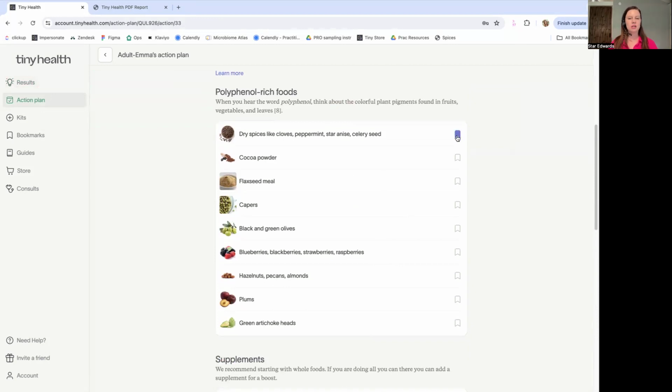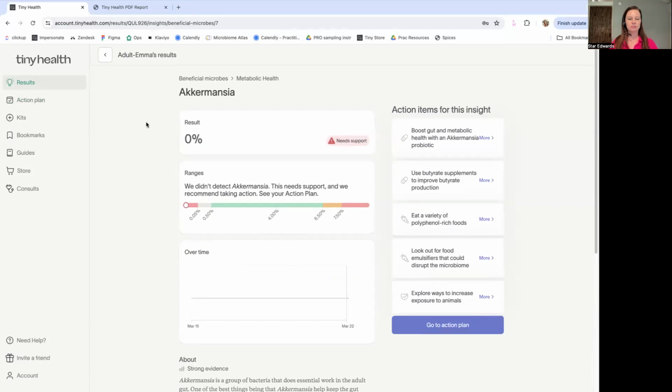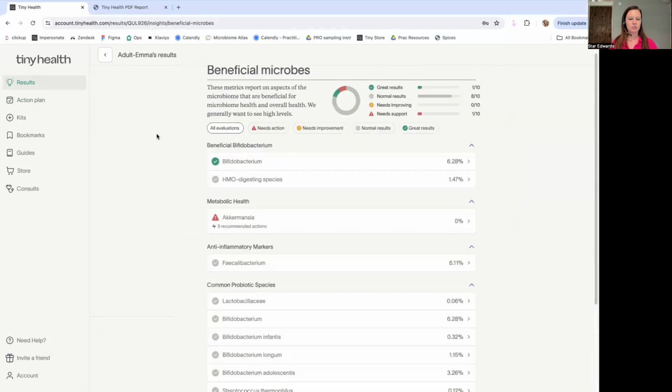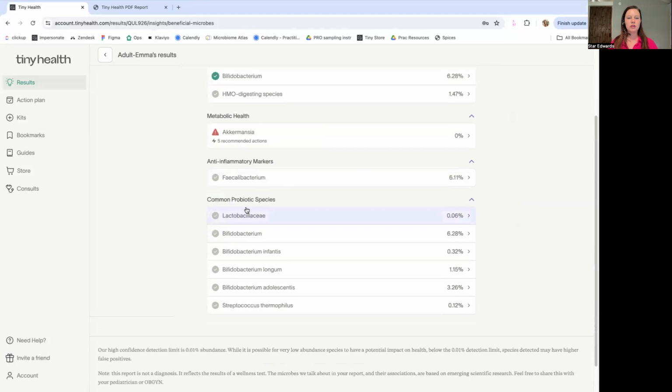With any of our recommendations, they're able to bookmark it, and then they can go over to the bookmark section on the left-hand side and see everything that they bookmarked. Another feature is this common probiotic species. Our scientists have mapped out the genomes of a lot of different common probiotics, and if we find any of those in the sample, they will be listed here as well.